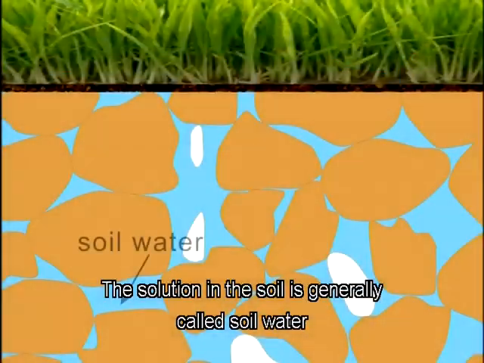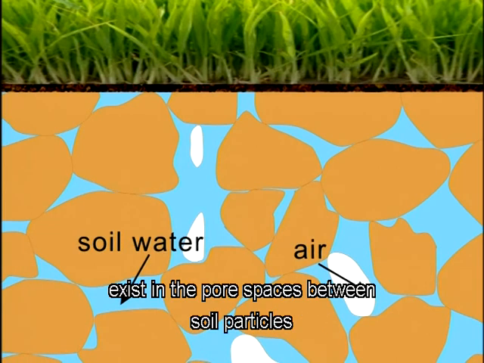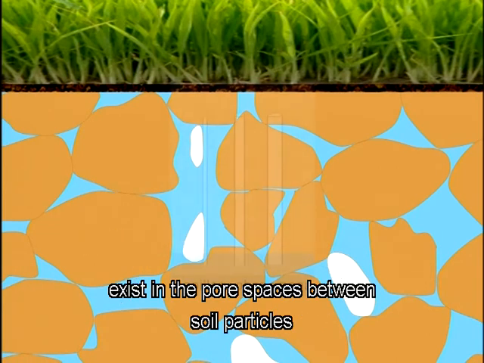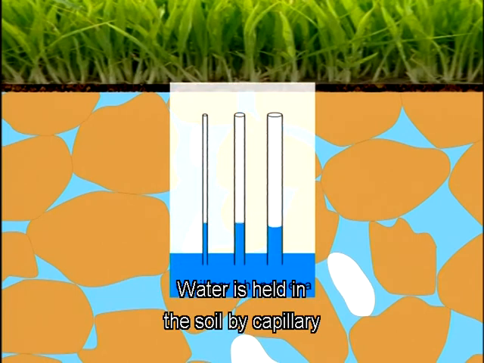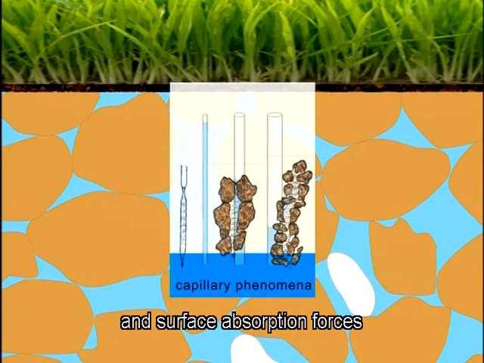The solution in the soil is generally called soil water. Soil water and gases exist in the pore spaces between soil particles. Water is held in the soil by capillary and surface absorption forces.